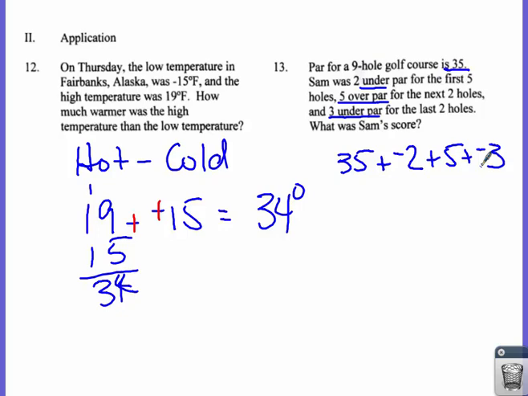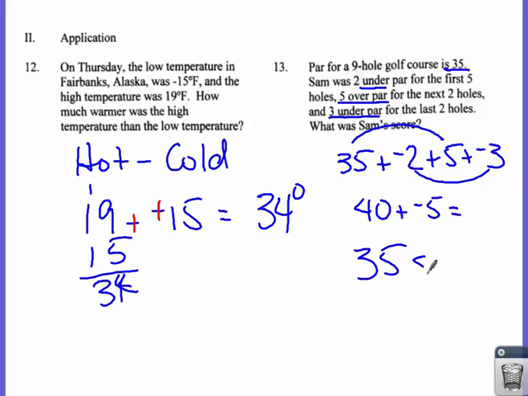Okay, now we just add these together. You take your positives, put those together to get 40. Take your negatives, put those together to get negative 5. And then you do one subtraction problem of 35. And then your label on this one, it doesn't say it in the problem, but it's strokes. And that's how you answer that question.